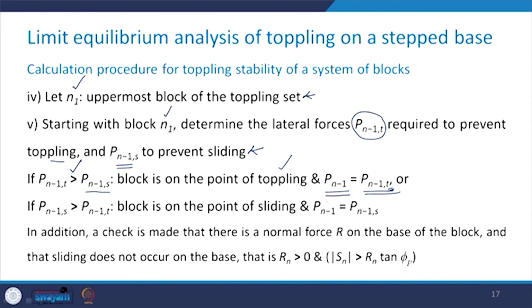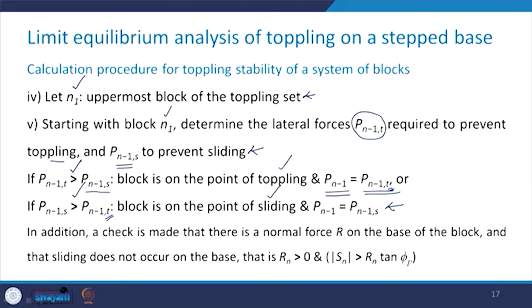And in another case, if P n minus 1 comma S is more than the toppling value of P n minus 1, that means that the block is on the point of sliding, and your P n minus 1 will become equal to P n minus 1 comma S.